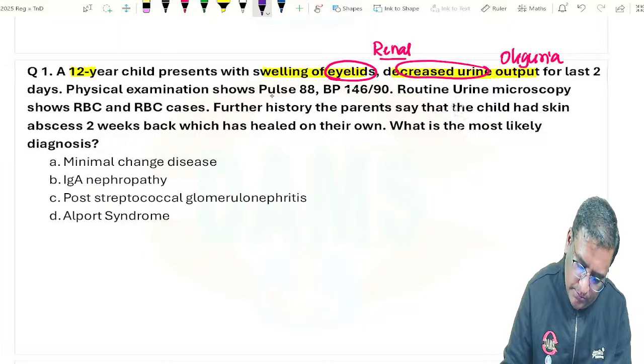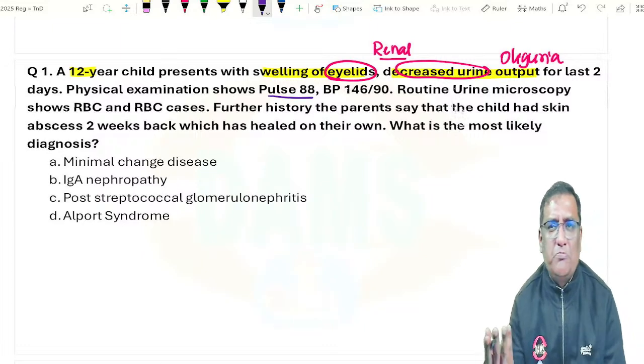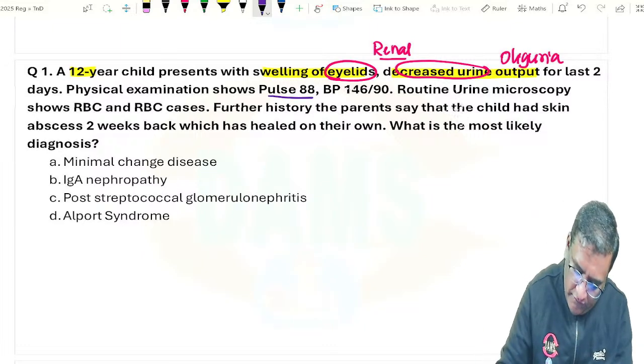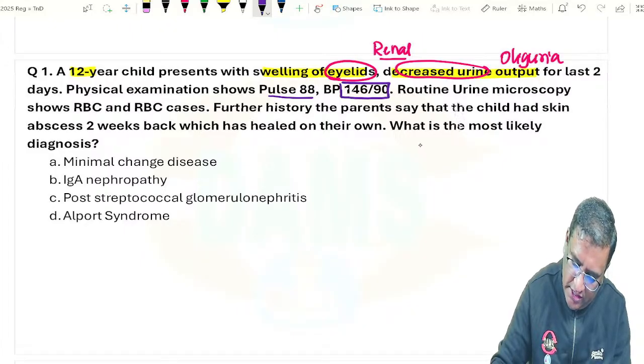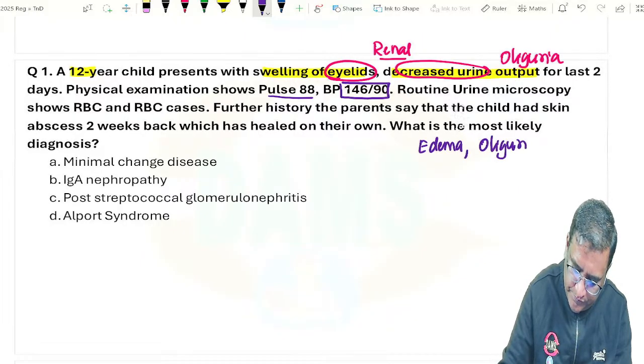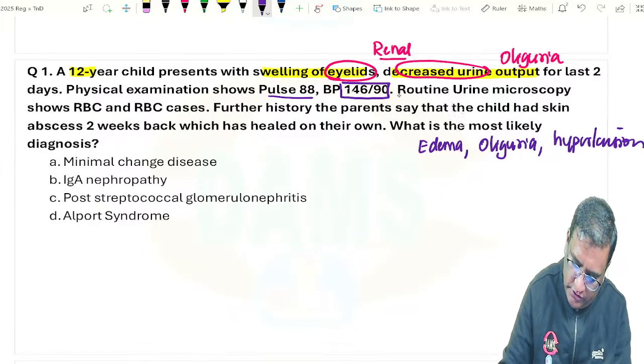Physical examination shows pulse 88, which is okay, normal. BP 146/90. So there is hypertension. So let me write what all features are there. There is edema. Clinical features I am writing. Edema is there. Oliguria is there. And hypertension. So there is hypertension also given to us.